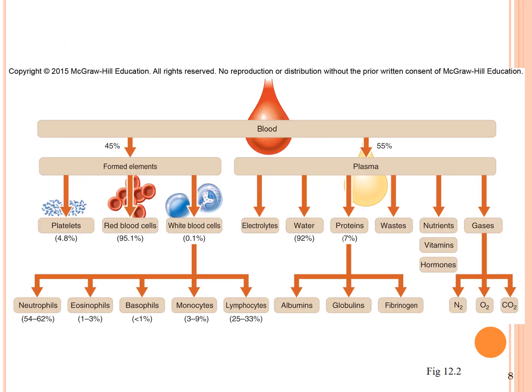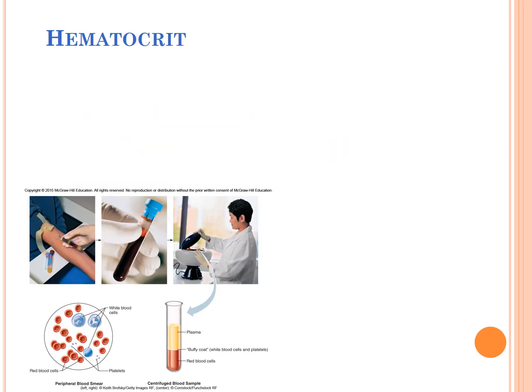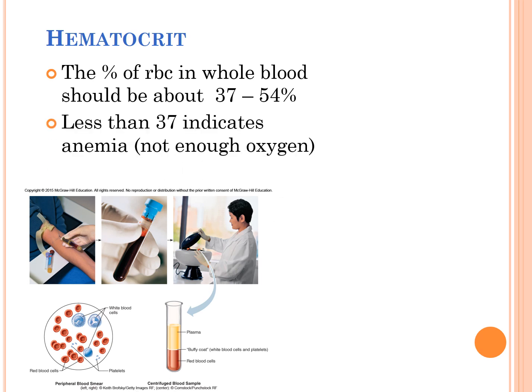This slide shows a breakdown of blood and its constituents. Per volume, about 45% of blood is the red blood cells, white blood cells, and platelets. A hematocrit is a test that's done to determine the percentage of red blood cells in whole blood, the average range being 37 to 54%. If the range is less than 37%, that indicates anemia, and this may impair the blood's ability to carry enough oxygen to your body tissues.